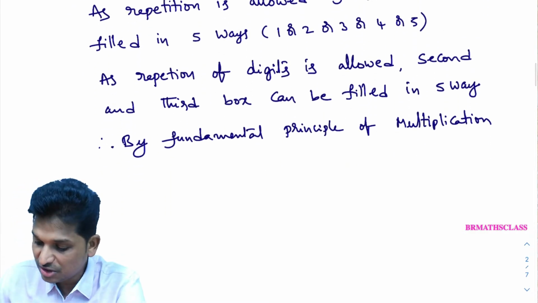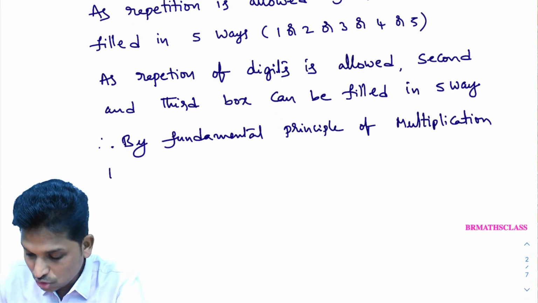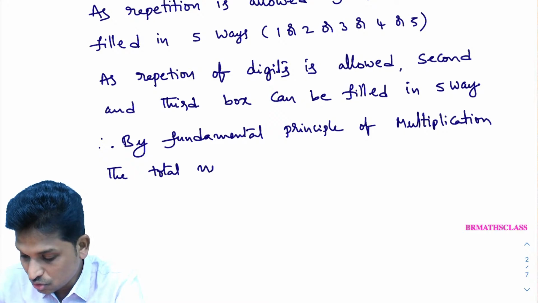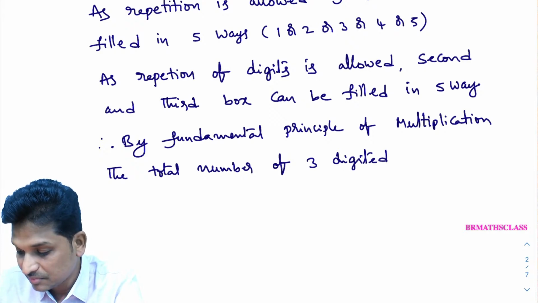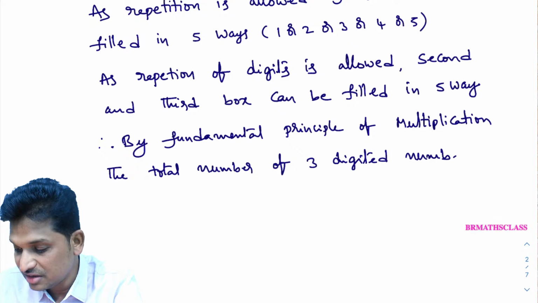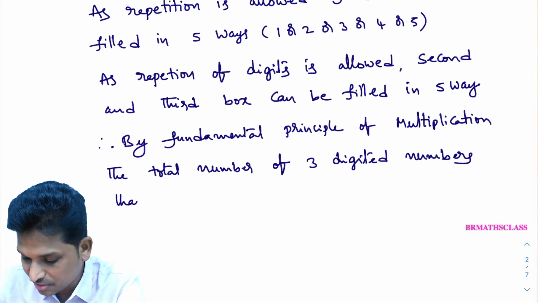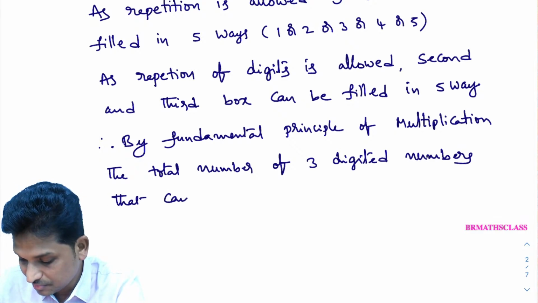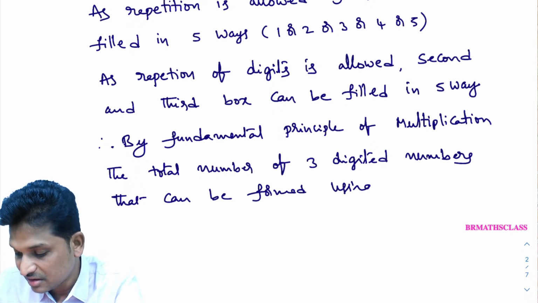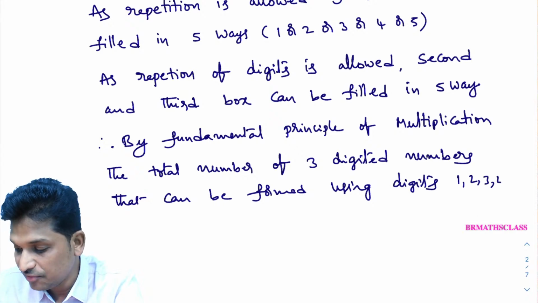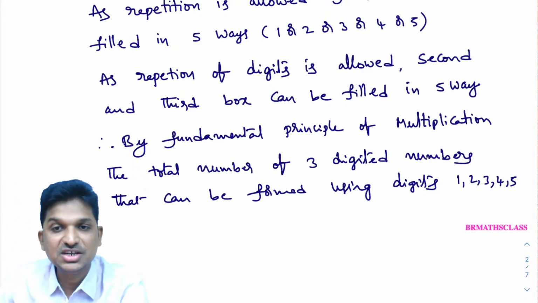By the fundamental principle of multiplication, the total number of 3-digit numbers that can be formed using digits 1, 2, 3, 4, 5 when repetition is allowed.